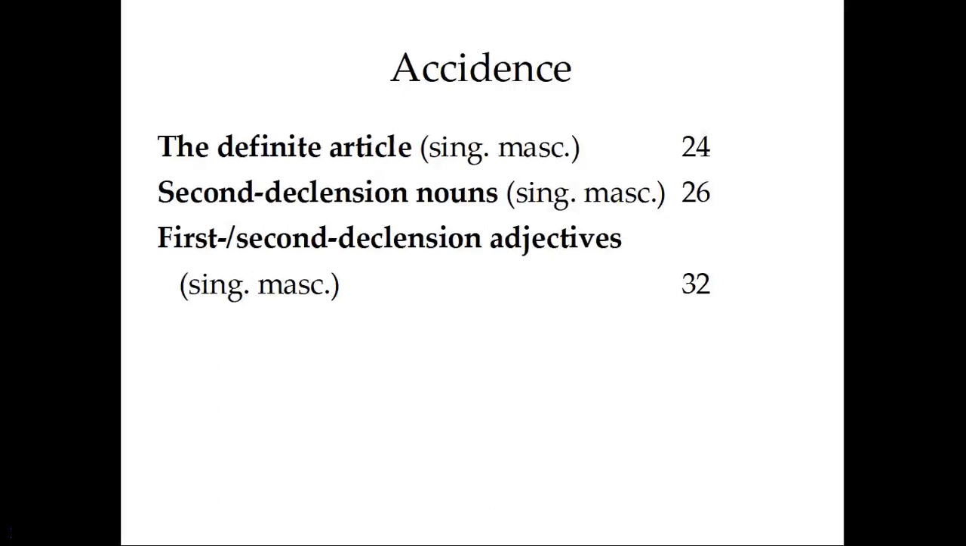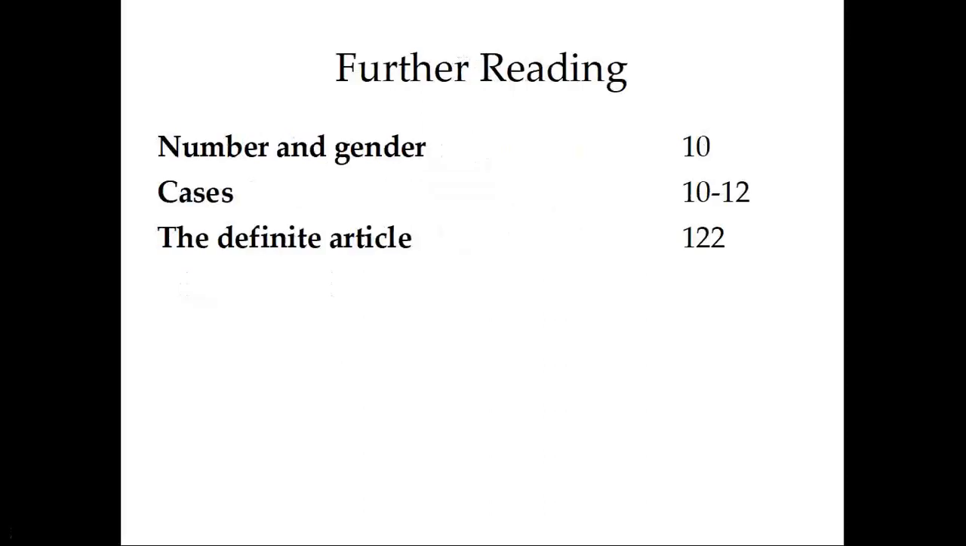Now, for the forms of the things we've looked at, you can take a look at page 24 of the grammar for the forms of the definite article in the singular masculine. For second declension nouns like logos, we haven't talked about declensions, but logos belongs to the second declension. You can look at page 26. And for first/second declension adjectives that can be used with nouns like logos, you can take a look at page 32. And for further reading, you can read more about number and gender on page 10, more about the cases, pages 10 to 12, and more about the definite article on page 122.